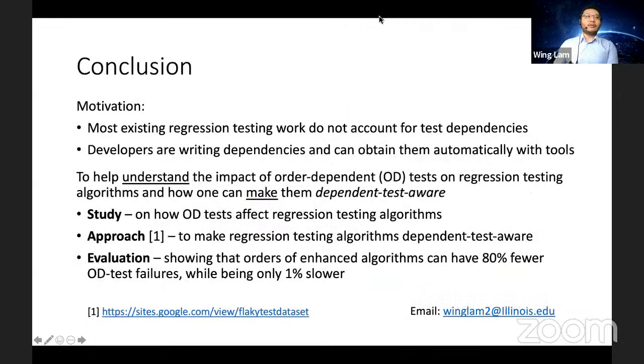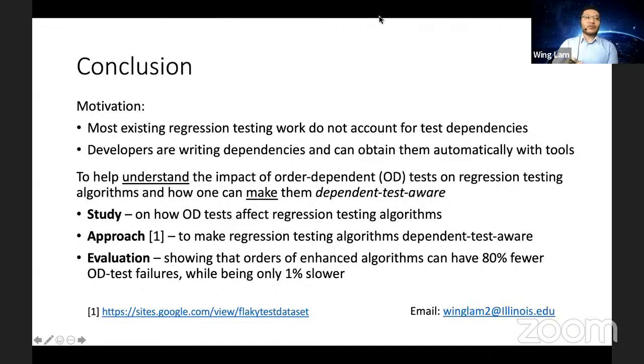So in conclusion, we find that most of the existing regression testing work doesn't really account for test dependencies. And yet developers are writing them, and they can be obtained automatically with tools. Because of this, we want to understand the impact of these order-dependent tests on these regression testing algorithms and how one can actually make them dependent test aware to alleviate the impact of these order-dependent tests.